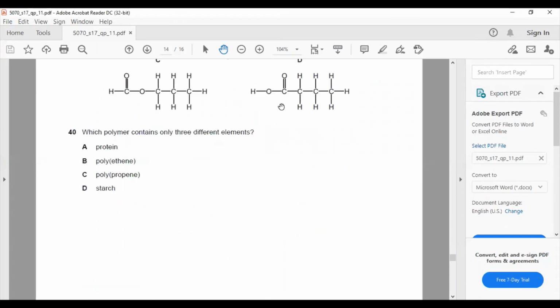40th, the last. Which polymer contains only 3 different elements? So if you know about starch: carbon, hydrogen, oxygen. Propene: carbon, hydrogen. This one: carbon, hydrogen. And in protein, there is a possibility of more than 3 elements, it depends which protein, which monomers it has. So starch is the answer.